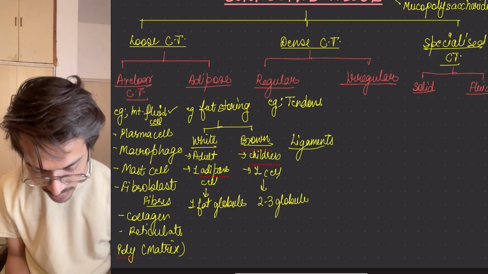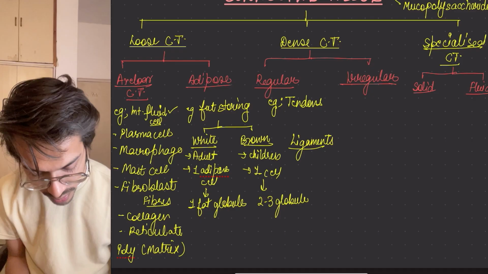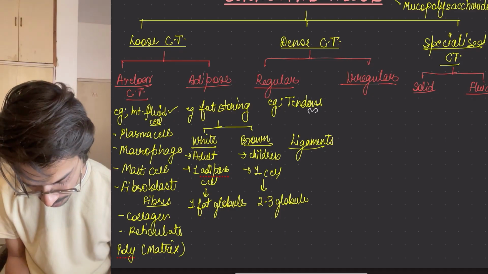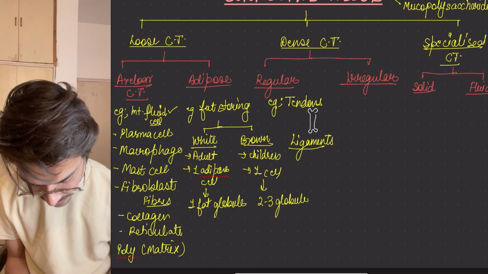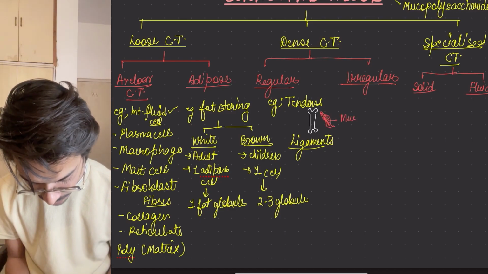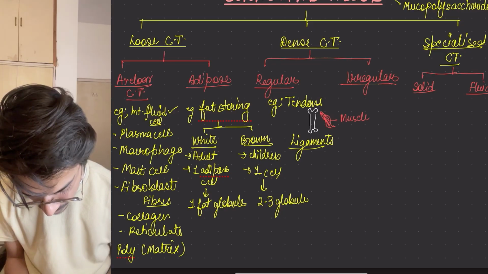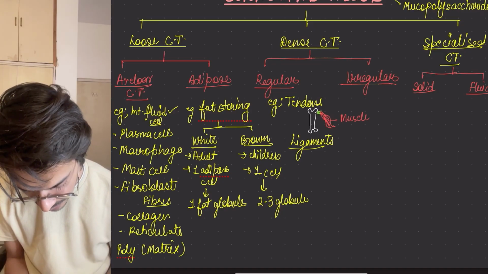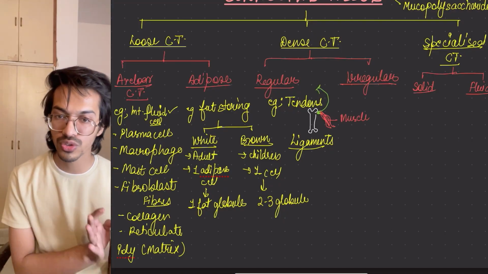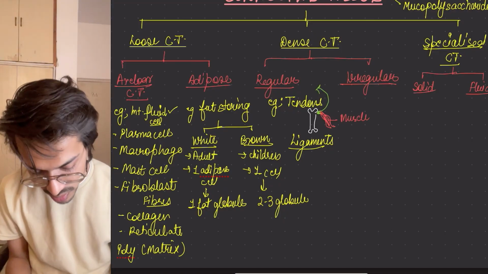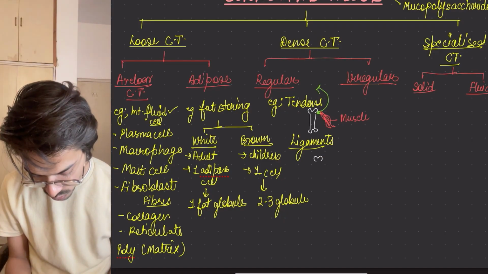So what are tendons? Tendons connect bone with the muscle. So if there is a bone and there is a muscle, imagine that this is the muscle. It is joined with the help of this green thing, which is regular dense connective tissue, which is called as tendons. Whereas your ligament is what?